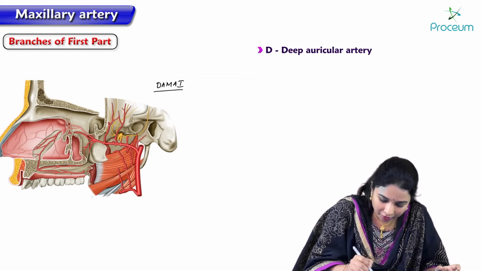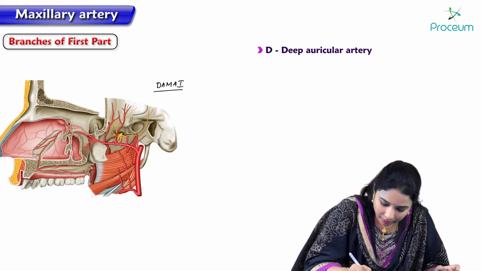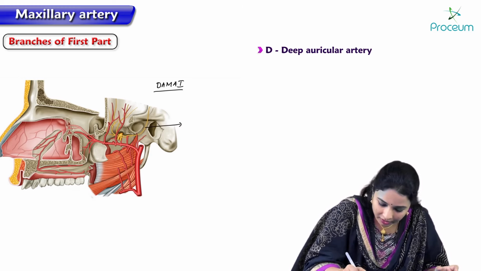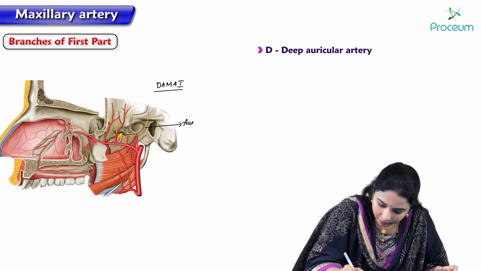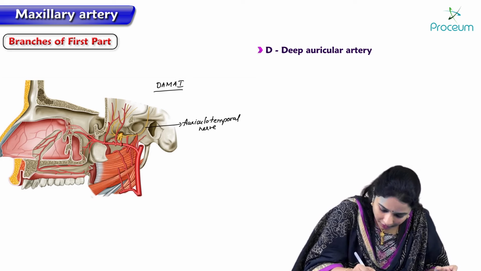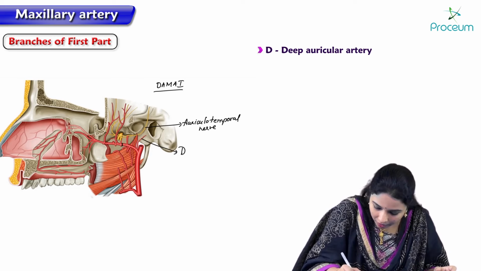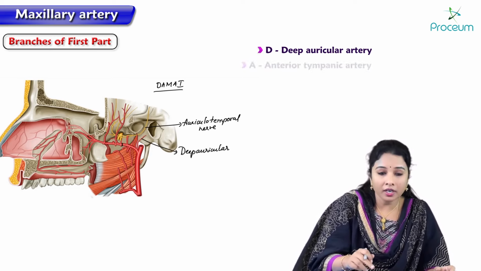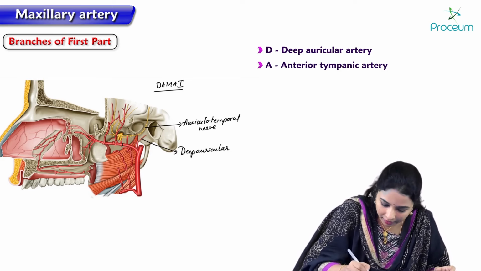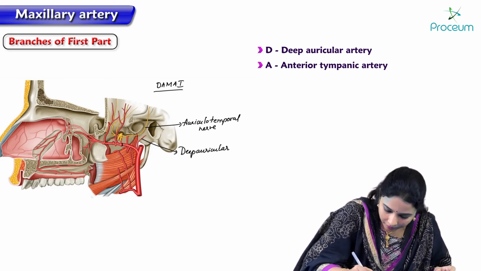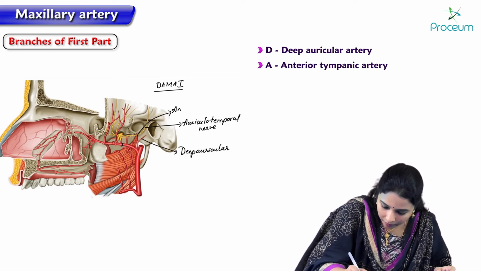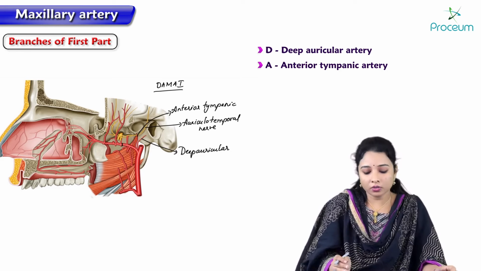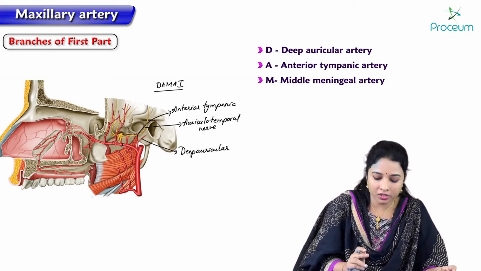So the first part of maxillary artery is just below the auriculotemporal nerve. We can see here this is auriculotemporal nerve. So till here to here is the first part. Let us name its branches. Deep auricular. Next to deep auricular, A stands for anterior tympanic artery. And next to the anterior tympanic artery is the middle meningeal artery.